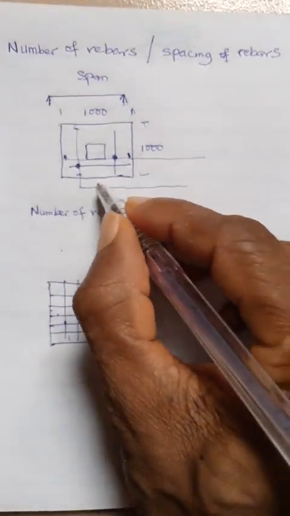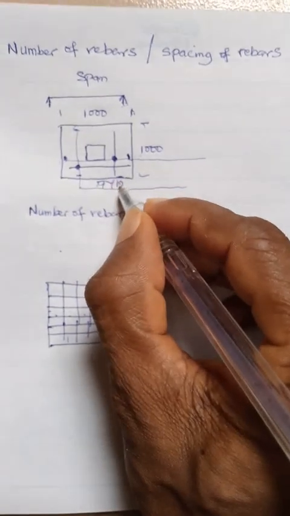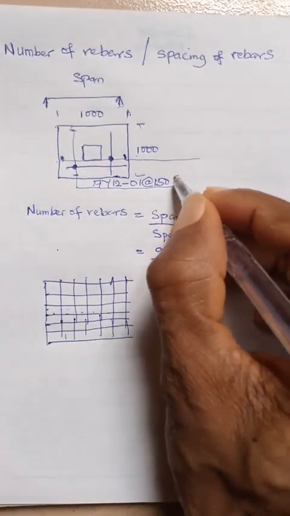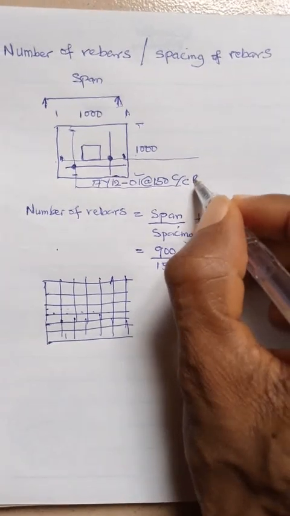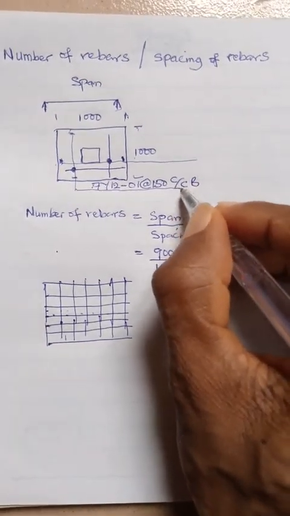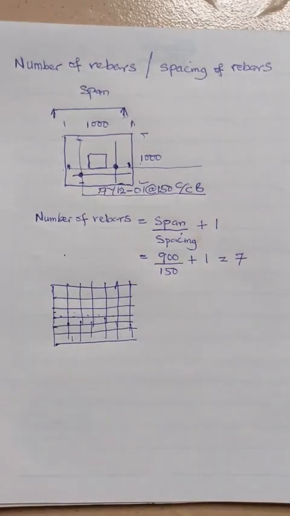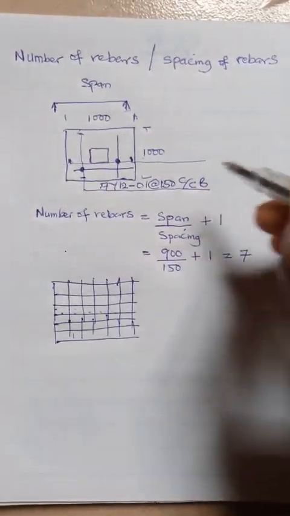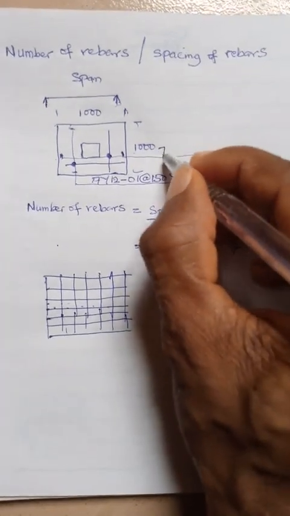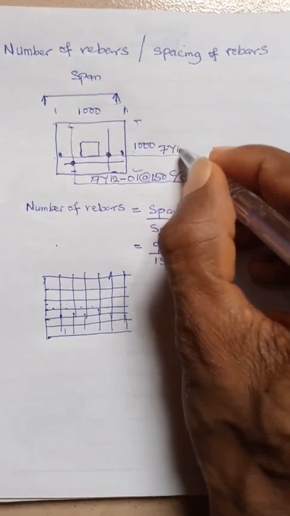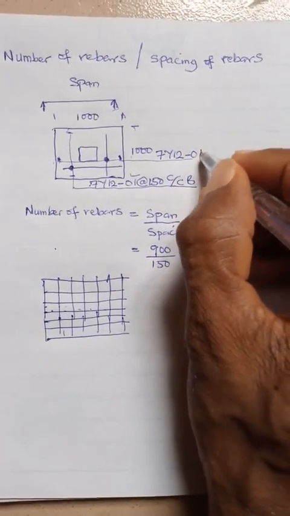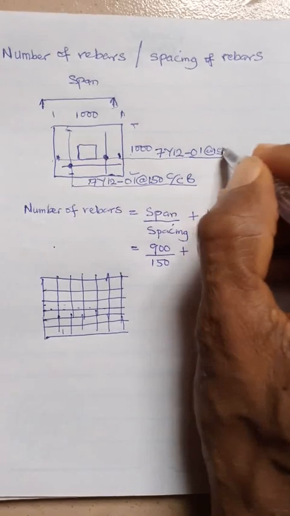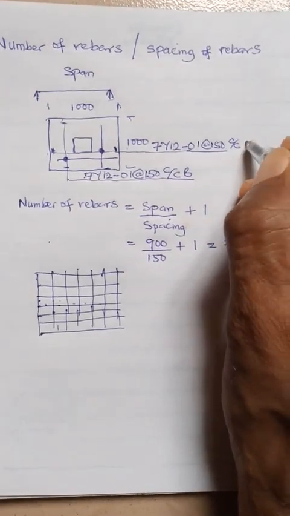So in this case, you can say 7 Y12 at 150 center to center, bottom. In some cases, since it's a square, you can say both ways, that is BW, without even talking about the other direction, because whatever you have on one side is the same as on the other side. So this is 7 Y12 at 150 center to center, top.